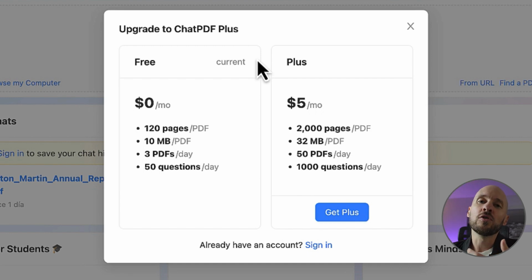Now, they only allow you to ask 50 questions a day. So if you have a lot of questions to ask your document, you might feel limited. And then they have a plus subscription that allows you 2,000 pages per document, and then they allow you to ask 1,000 questions a day. So that should fulfill all your needs for a PDF document.